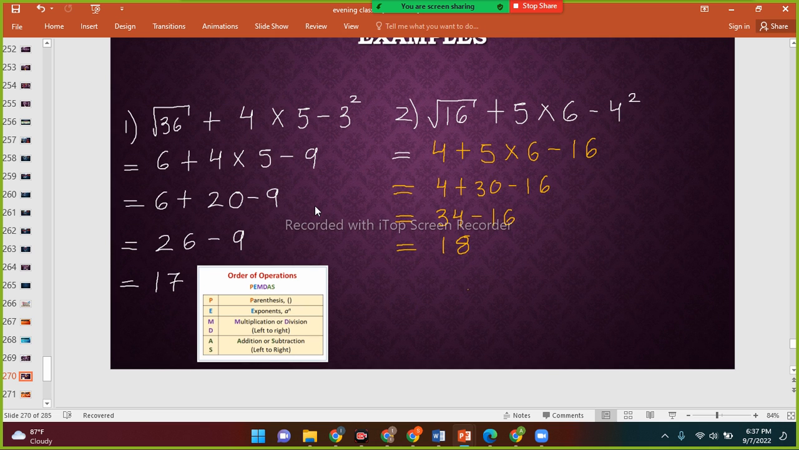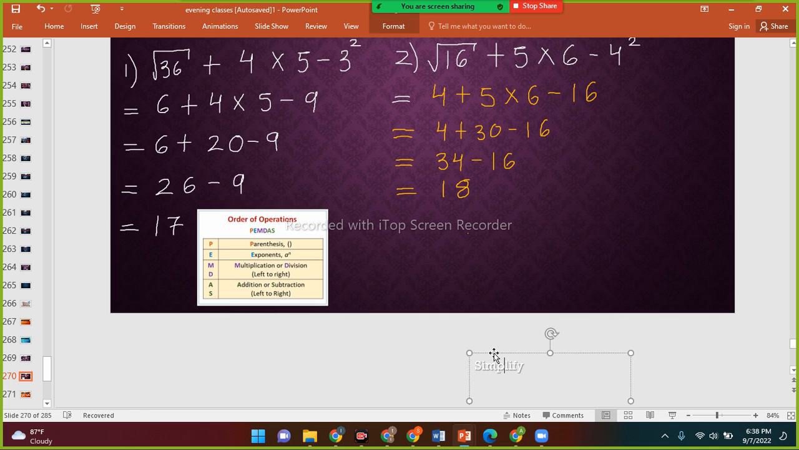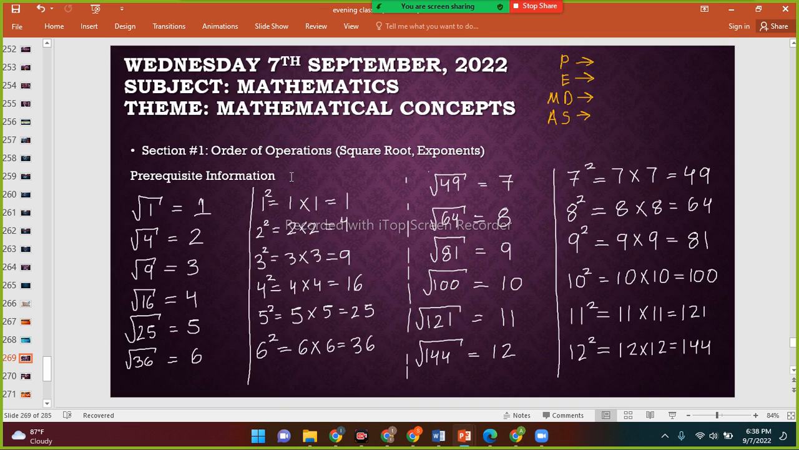Let's do 2 more. And then we can do the exercises.